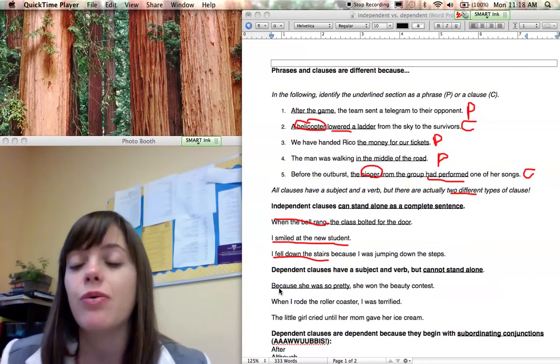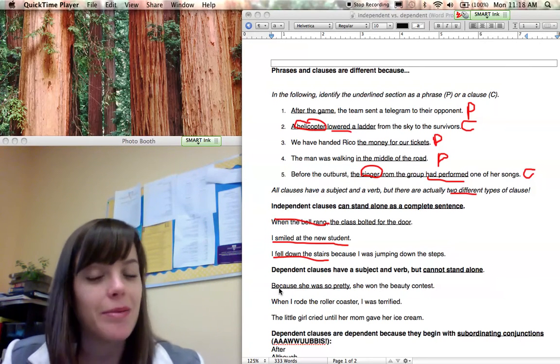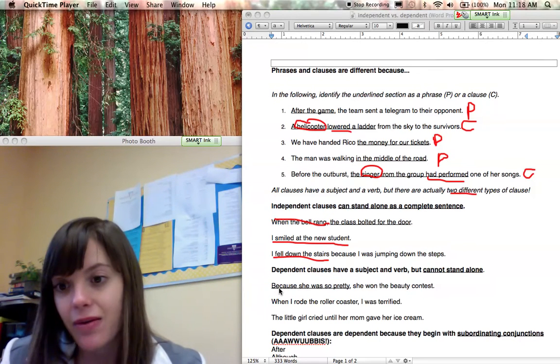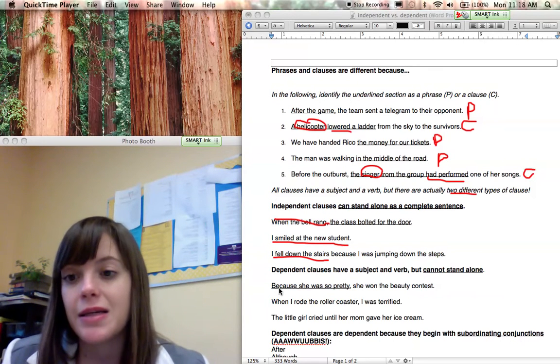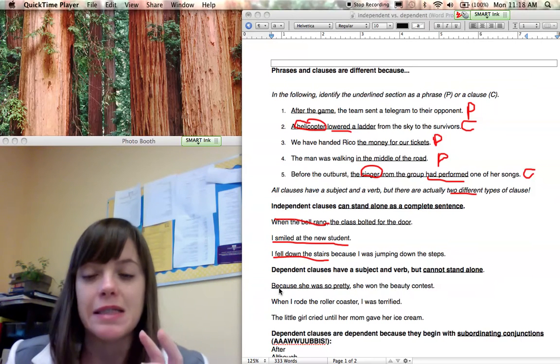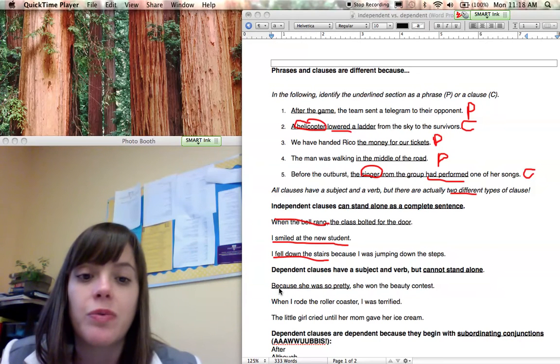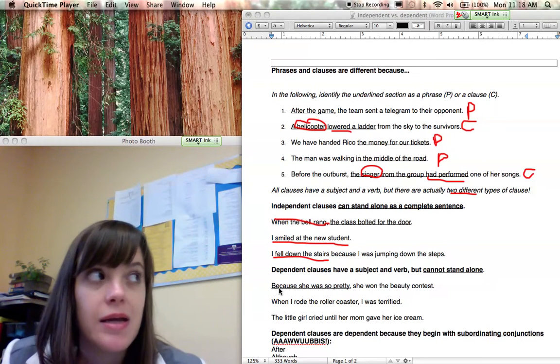If I just say to you, "because she was so pretty," that has a subject and a verb, but it's not a complete thought. It leaves you hanging. So that's what a dependent clause is. It's got a subject, it's got a verb, but it can't stand alone as a sentence because it's not a complete thought. Let's look at our second one. When I rode the roller coaster, I was terrified. Same thing.